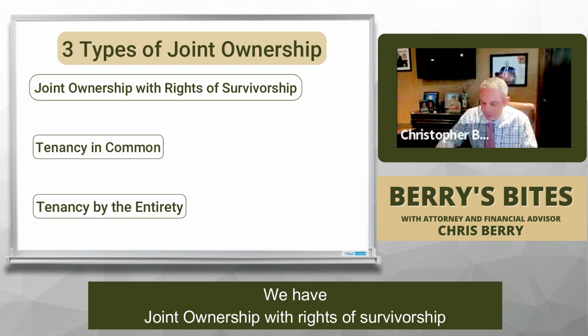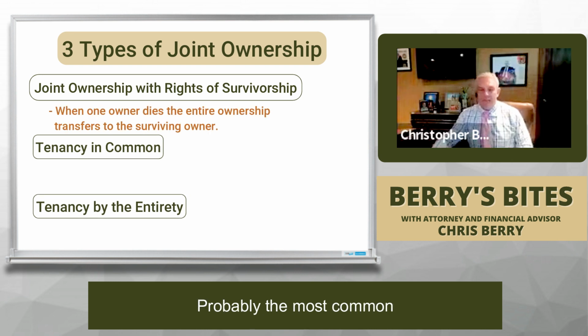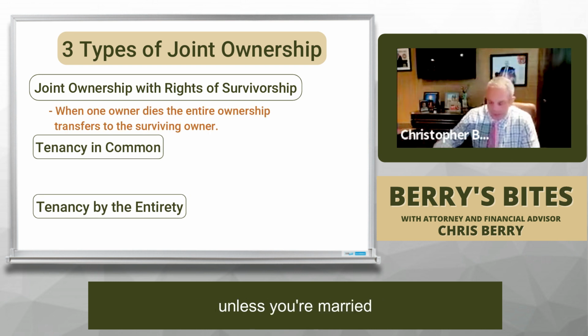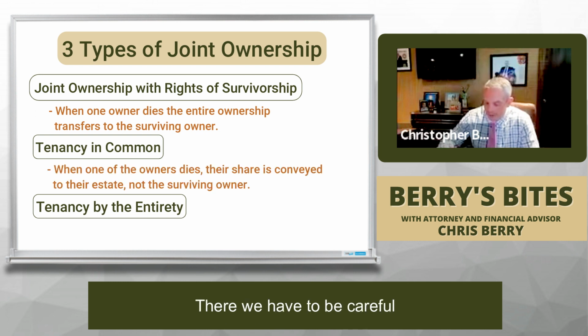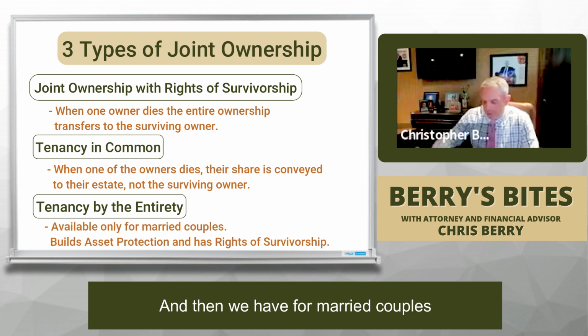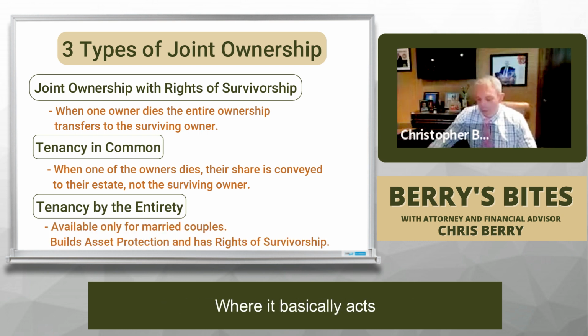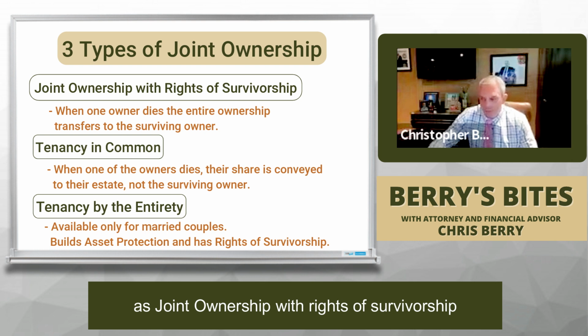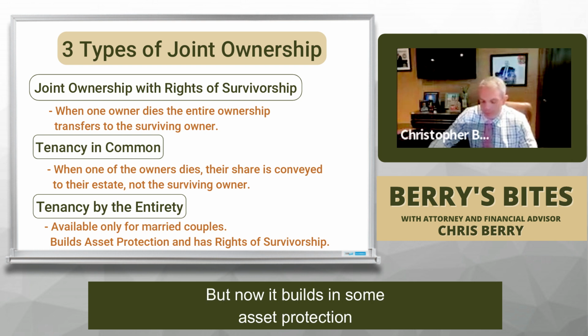We have joint ownership with rights of survivorship, probably the most common, probably the most beneficial, unless you're married. Then we have tenants in common. There we have to be careful because if that person passes away, it goes to the estate. And then we have, for married couples, tenancy by the entireties, where it basically acts as joint ownership with right of survivorship, but now it builds in some asset protection.